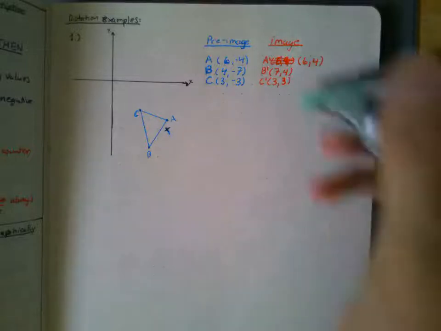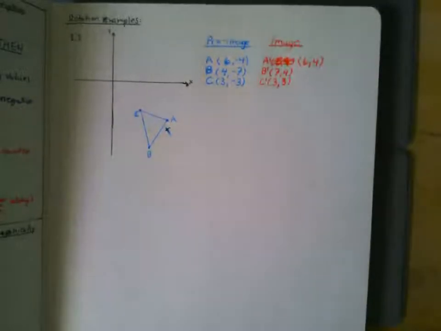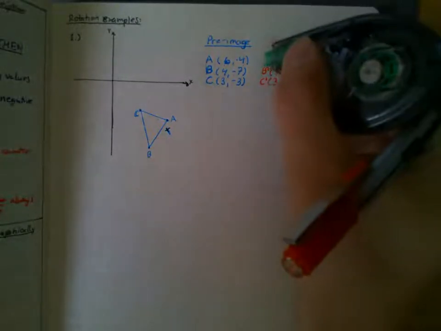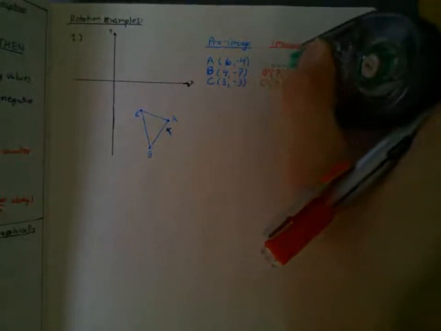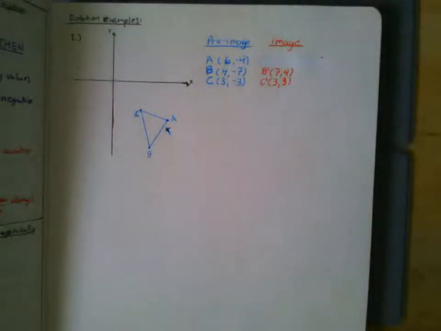Where's my whiteout? Now my whiteout's all messed up and gunked. Hold on. Okay. So let me just redo that entire line.